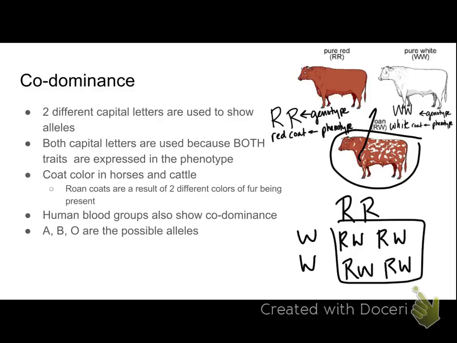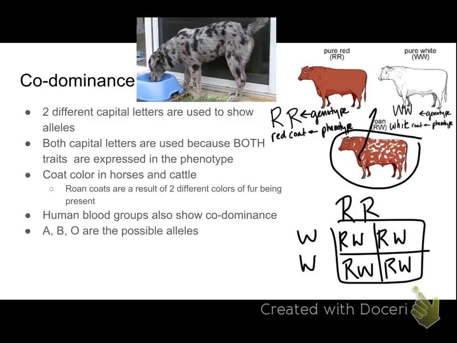Okay? And both colors will show up. Sometimes in patches, and that's what they're showing there. Dogs that are what are called merled. So merling patterns in dogs may also be an example of codominance.